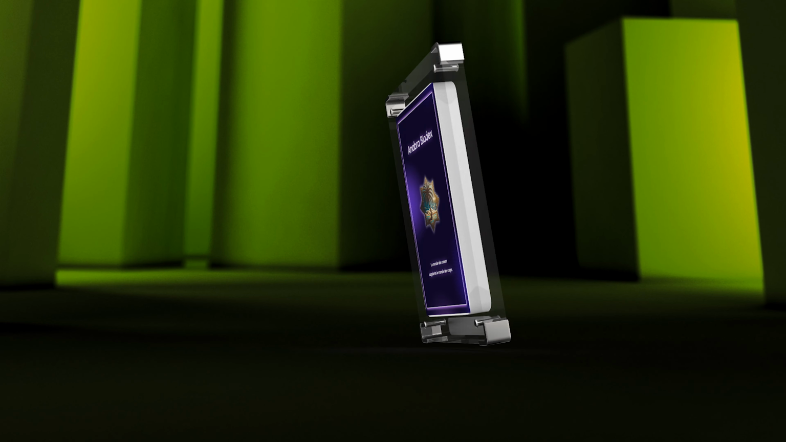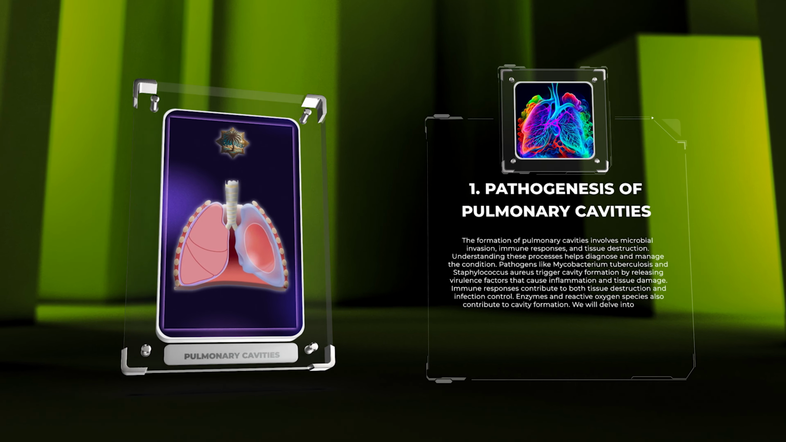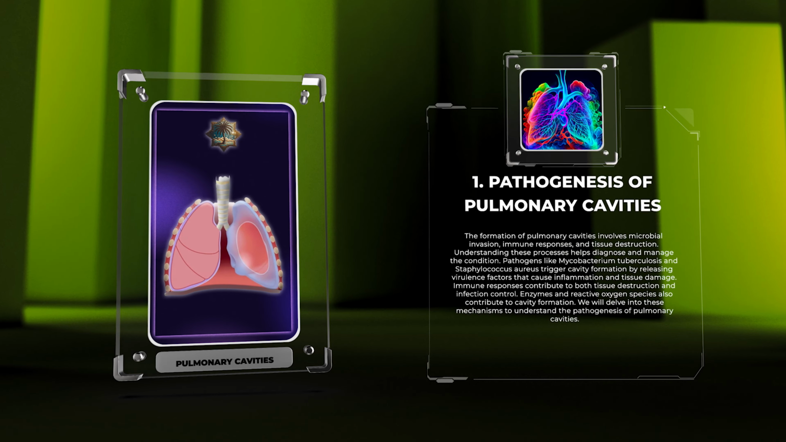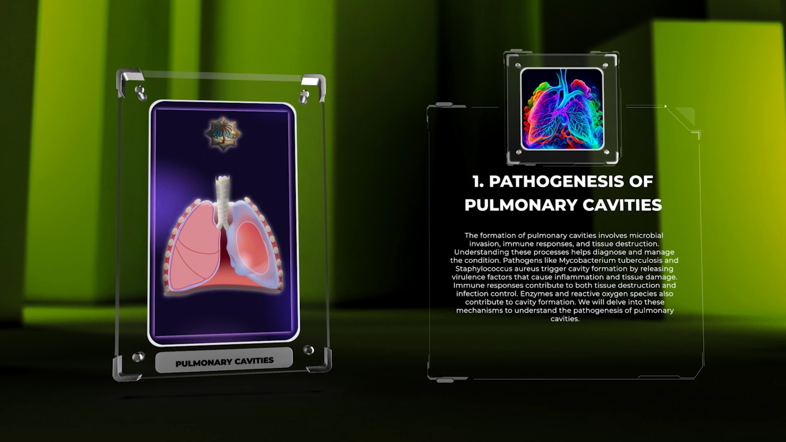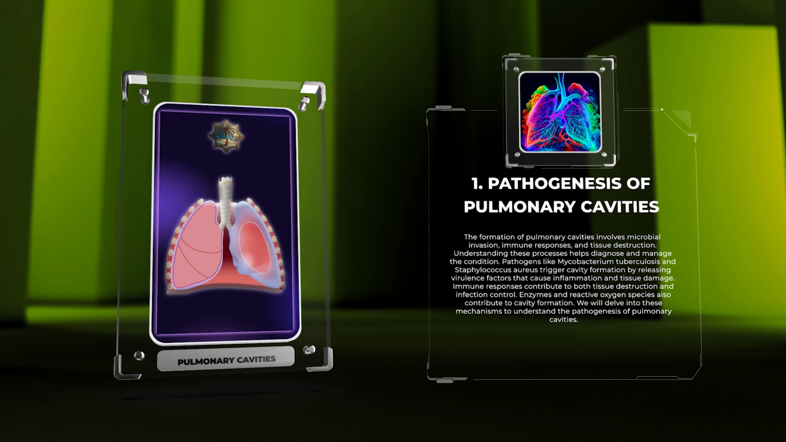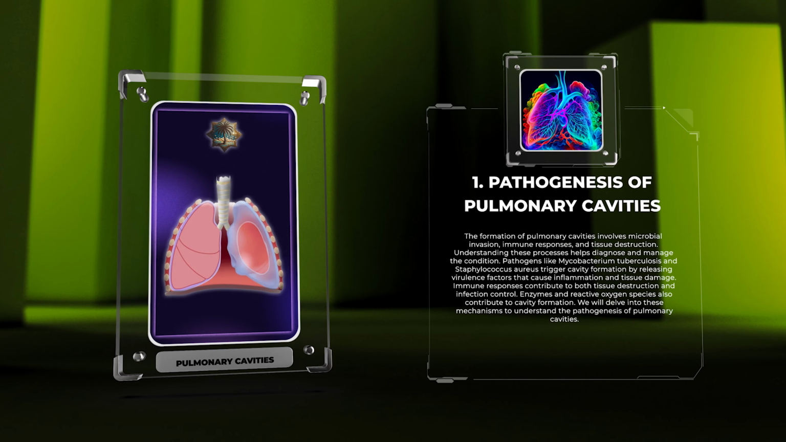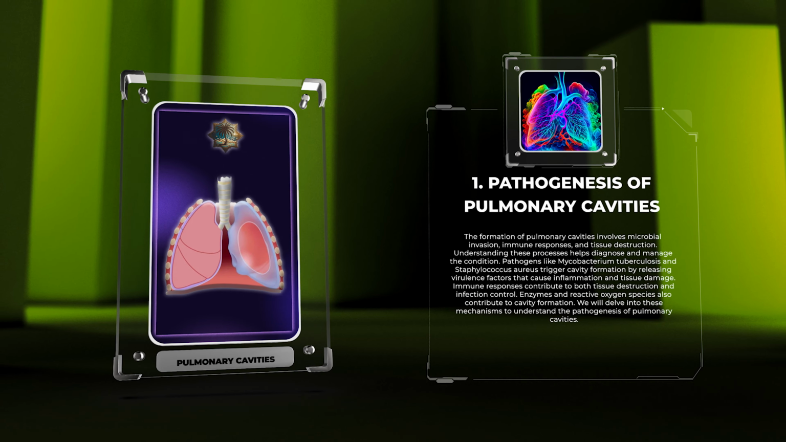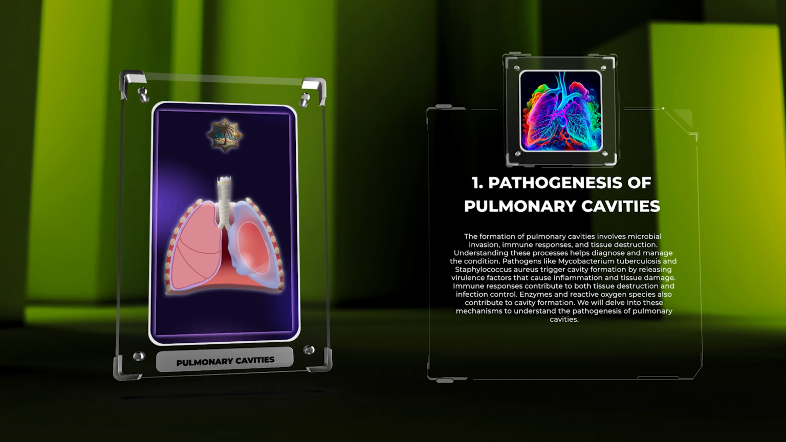The formation of pulmonary cavities involves microbial invasion, immune responses, and tissue destruction. Understanding these processes helps diagnose and manage the condition. Pathogens like Mycobacterium tuberculosis and Staphylococcus aureus trigger cavity formation by releasing virulence factors that cause inflammation and tissue damage. Immune responses contribute to both tissue destruction and infection control. Enzymes and reactive oxygen species also contribute to cavity formation. We will delve into these mechanisms to understand the pathogenesis of pulmonary cavities.